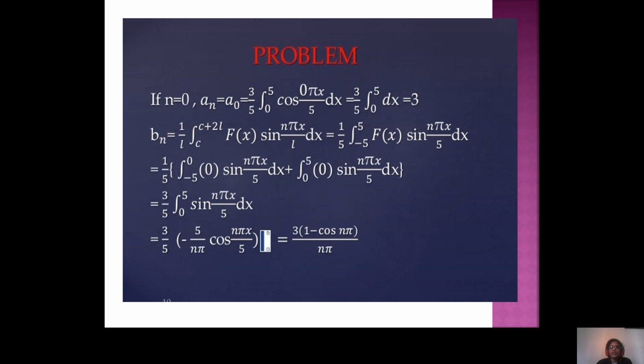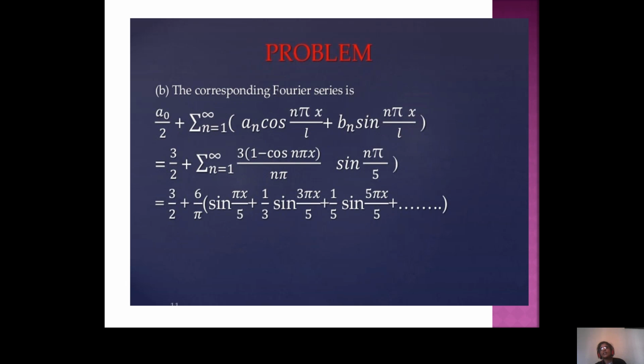So here we get 3 by 5 into minus 5 by n pi cos n pi x by 5. So we get the value equal to 3 into 1 minus cos n pi by n pi. So the corresponding Fourier series is a naught by 2, which is 3 by 2, plus summation n equal to 1 to infinity of 3 into 1 minus cos n pi by n pi, sine n pi x by 5.